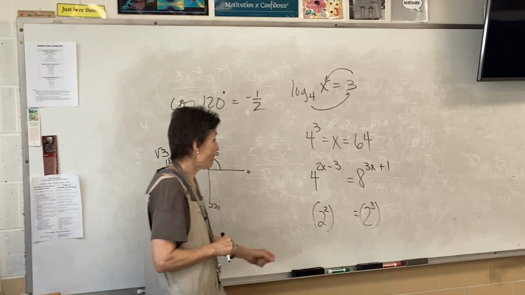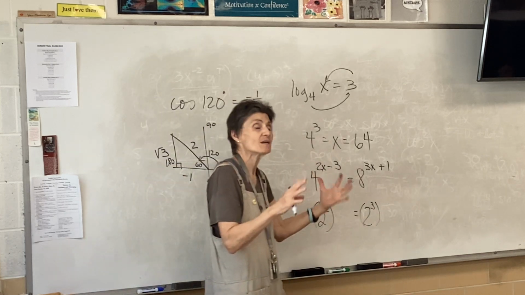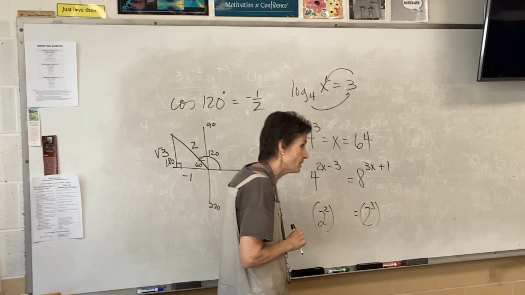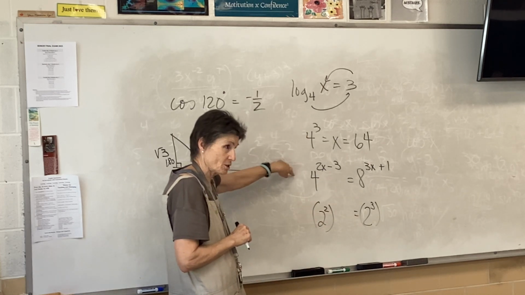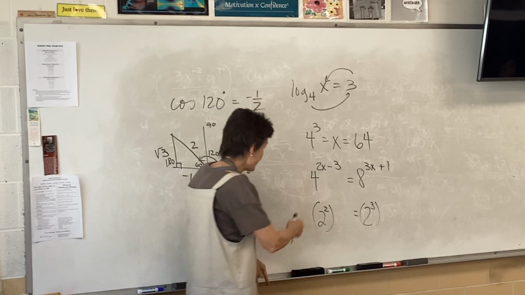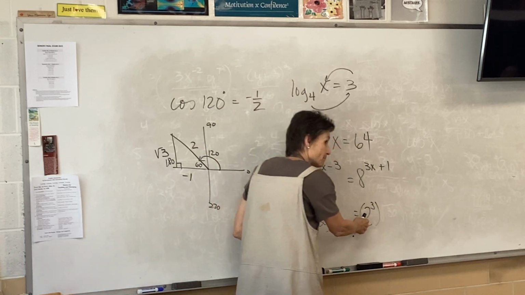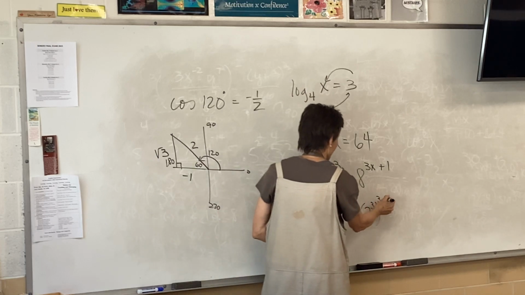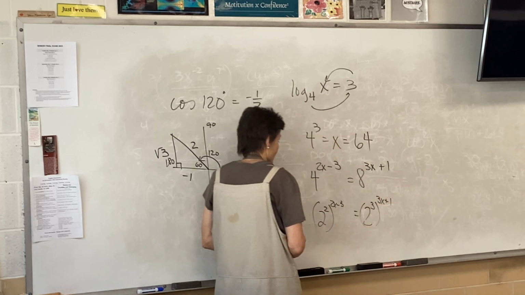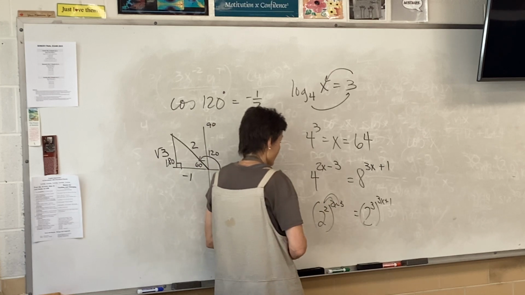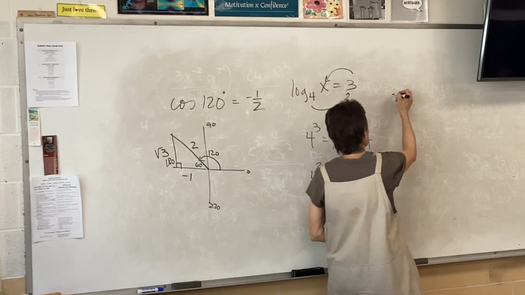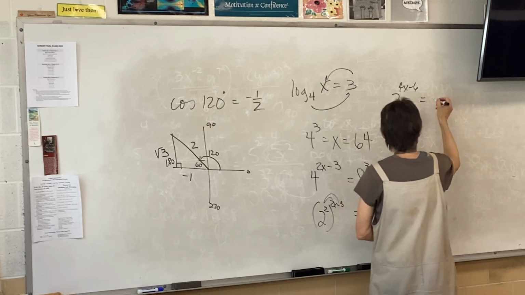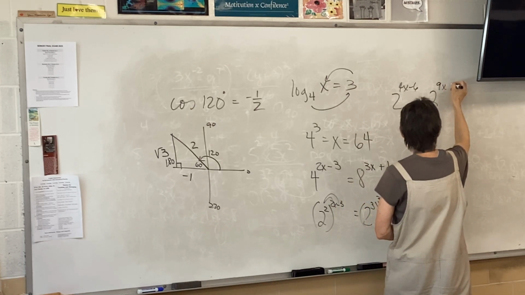Now, the exam might not have 4 and 8. It might have 9 and 27. Those are both powers of 3. But if your problem looks like this, you need to make both of these the same. Now, those exponents didn't go away. They're still there. And this is a multiply, so it's going to be a distribute. So 2 to the 4x minus 6 equals 2 to the 9x plus 3.